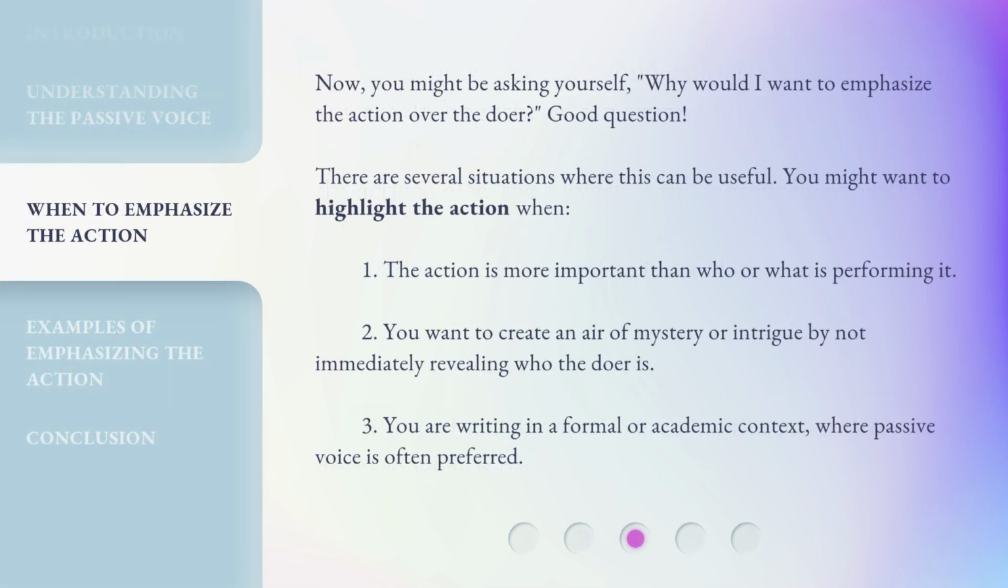Now, you might be asking yourself, why would I want to emphasize the action over the doer? Good question. There are several situations where this can be useful. You might want to highlight the action when 1. The action is more important than who or what is performing it. 2. You want to create an air of mystery or intrigue by not immediately revealing who the doer is. 3. You are writing in a formal or academic context, where passive voice is often preferred.